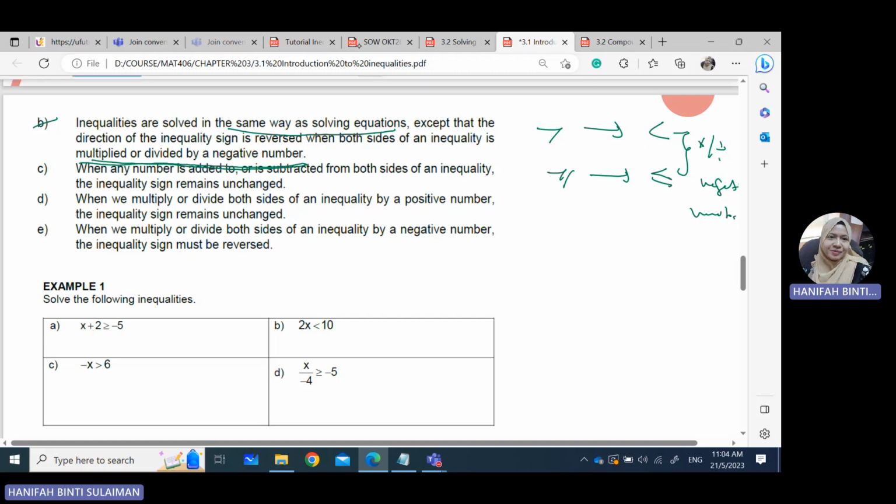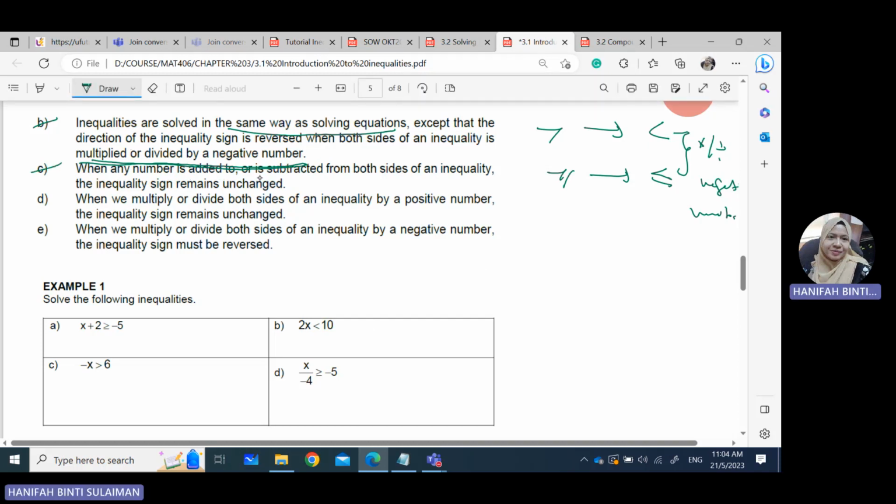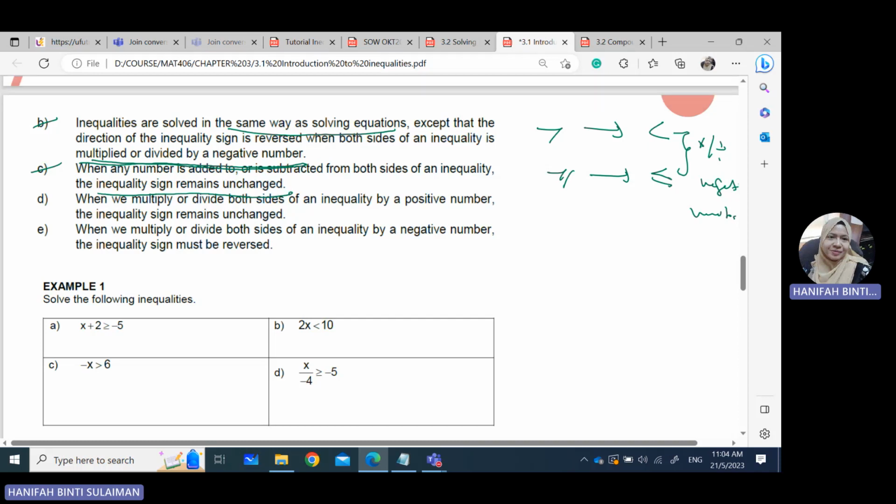Inequality sign tak berubah. Yang kedua, when any number is added to or subtracted from both sides of an inequality, the inequality sign remains unchanged. Tidak berubah lah. Macam saya sebut tadi, kalau kita tambah ataupun tolak, tiada perubahan apa-apa pada inequality sign. Yang D, when we multiply or divide both sides of an inequality by a positive number, the inequality sign remains unchanged. Tiada apa perubahan sebab kita darabkan atau bahagi dengan positive number. Dia akan berubah apabila kita darabkan dengan negative number sahaja.